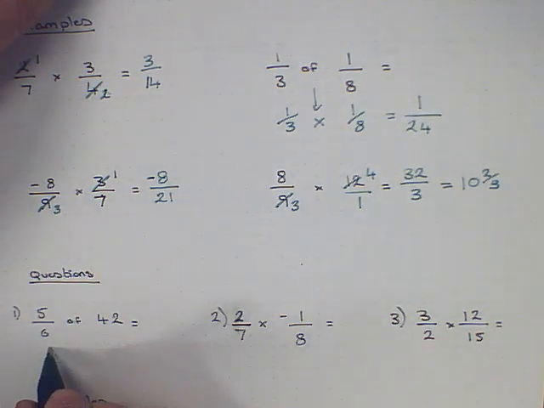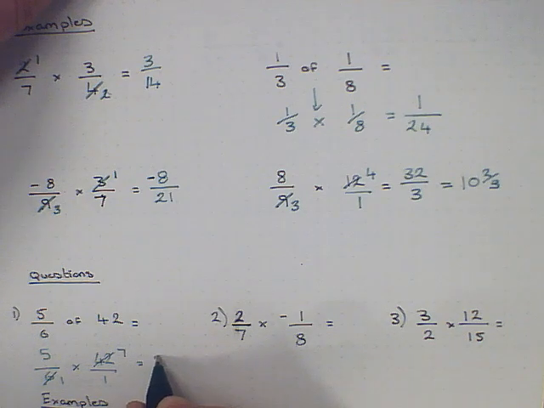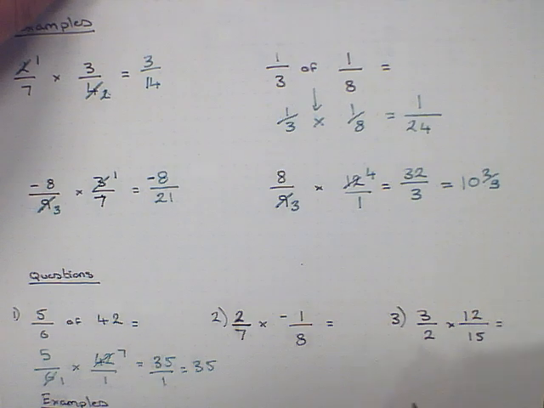Okay, so pause the video now and you can have a go at those 3 questions. Okay, so the answer to these questions, we've got 5/6 multiplied by 42 over 1. They're both in the 6 times table. So it becomes 35 over 1, which is just 35.